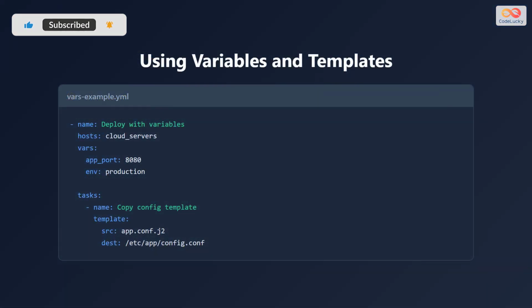Variables and templates make your playbooks more flexible and reusable. In this example, we define variables under the vars section. app_port is set to 8080 and env is set to production. These variables can be referenced throughout your playbook. The template task demonstrates using a Jinja2 template file with the extension j2. The template module processes this file, substituting any variables with their actual values, and then copies the resulting configuration file to the destination path on the remote server. This approach allows you to maintain a single template that works across different environments by simply changing the variable values.